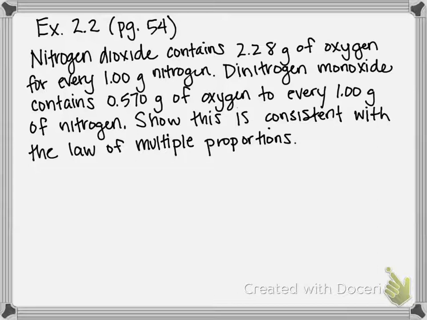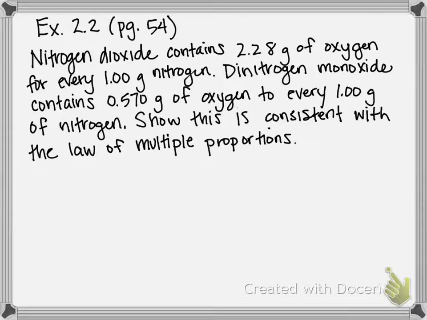So basically what this is saying is that the ratio of the masses of one element that combine with 1 gram of the other element should always be a whole number. If it's not a whole number, then this law of multiple proportions doesn't hold up.